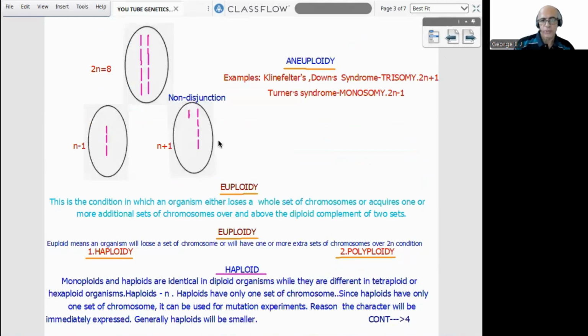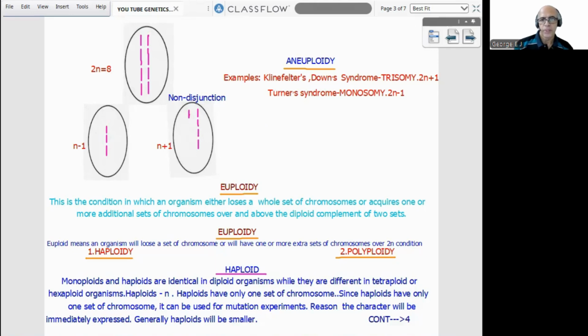Now, aneuploid means difference, either hypo or hyper. That is why it is always called hetero. Examples: Klinefelter syndrome and Down syndrome, which is trisomy, 2n plus 1, that we will be studying in the next episode. Turner syndrome will be less, monosomy, 2n minus 1, so it will be 45. And this is a typical diagram for it. Here total 2n is 8. Here one extra chromosome due to non-disjunction becomes n plus 1. Normally n should be 4, so 4 plus 1, 5. Comparatively, here one will be less than the 4, that is n minus 1, 4 minus 1, 3. I think this is clear to all of you.